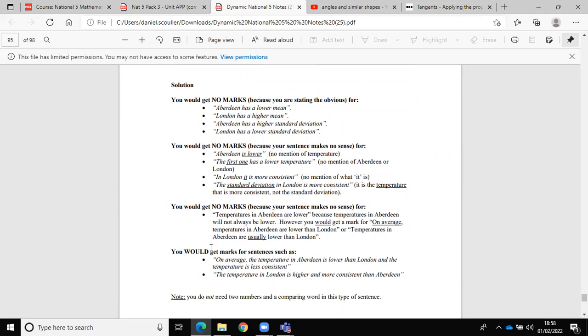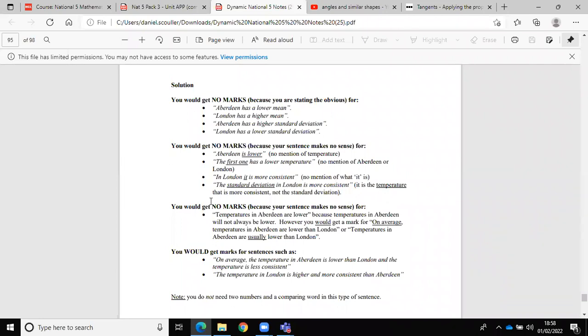So it goes through in a bit more depth, maybe, than I have. Gives a wee bit more reasoning. Talks about no mention of what it is, so refer to that question. What else does it say? Don't just state the obvious. So something's got a lower or higher median or mean. So I like that wee bit.